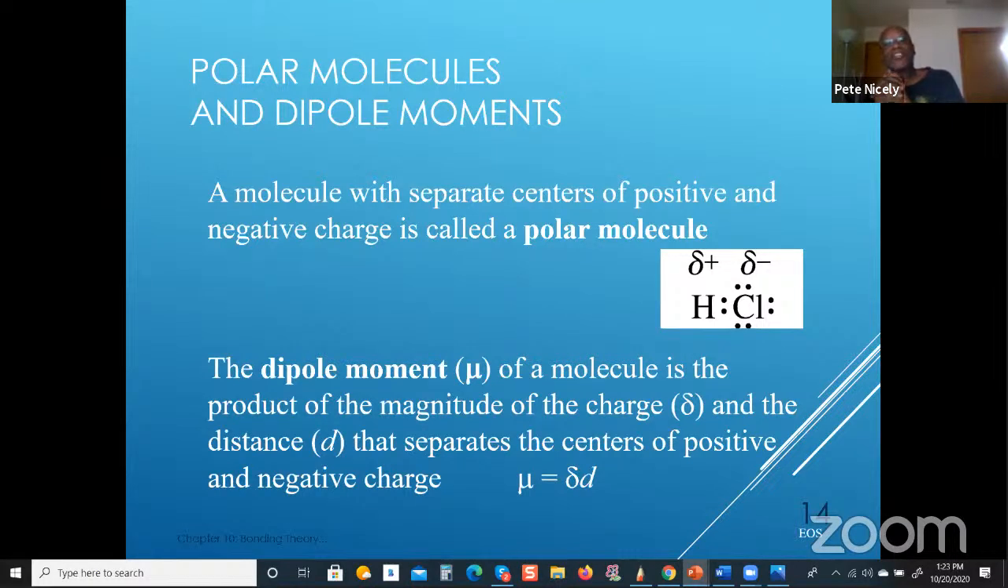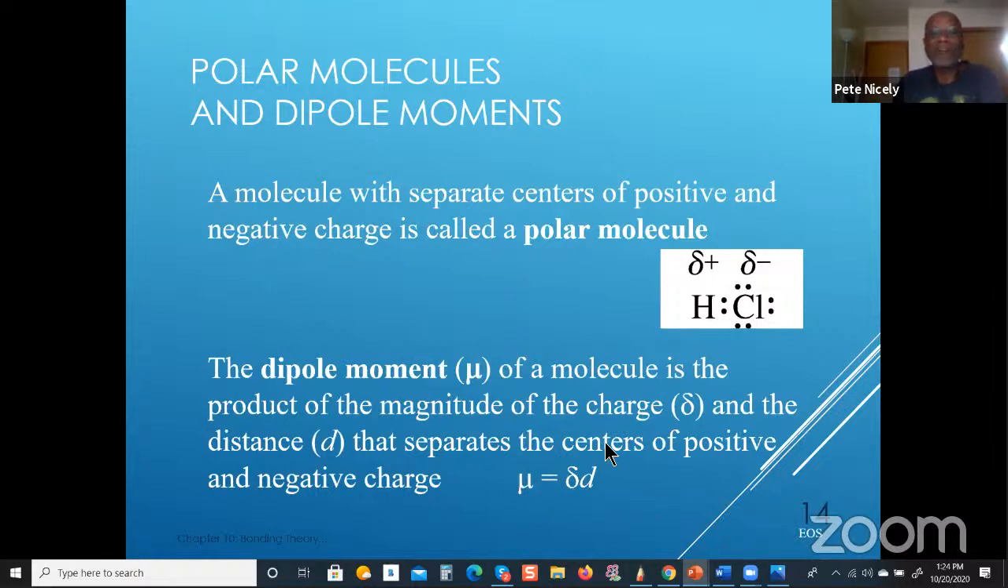And there is a term known as a dipole moment, which is a quantitative way of expressing the polarity of a bond or molecule. This is the equation: nu, a Greek letter, the dipole moment, is equal to the charge in coulombs multiplied by the distance that separates the centers of the positive and negative charge. Now, you won't be using this equation at all, but I thought it was important for you to understand how it is calculated.